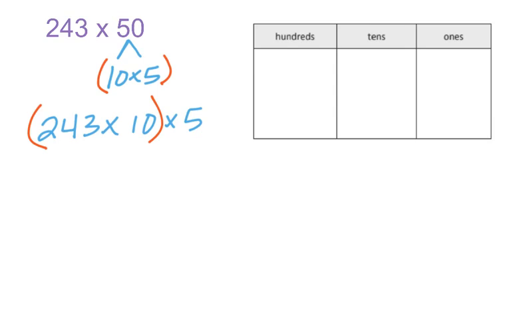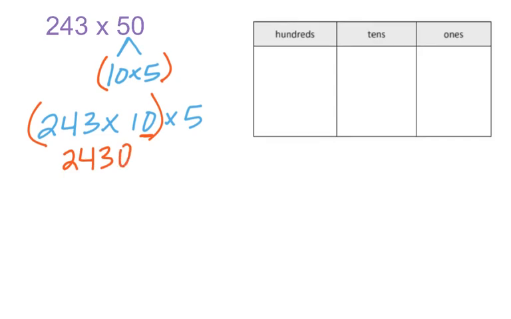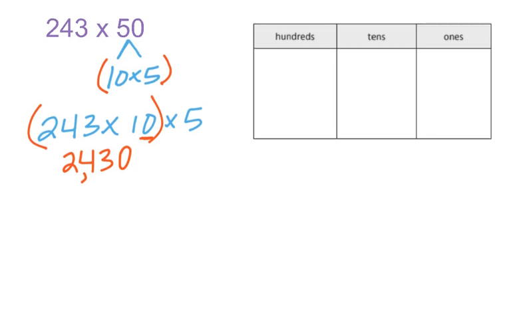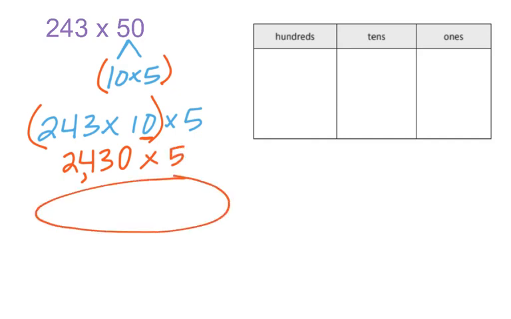So I know that 243 times 10, well, 243 times 1 is 243, but then times 10, I'm going to shift it over one column in my place value chart, which means I'm going to have a 0 there on the end. So 243 times 10 is 2,430. I'm going to bring down my 5. So for my final answer, which I'm going to put in that bubble right there, I need to solve 2,430 times 5. So again, you can solve any method. I'm going to do standard algorithm just because that's probably my quickest way to solve.